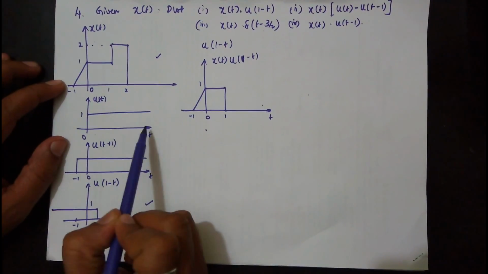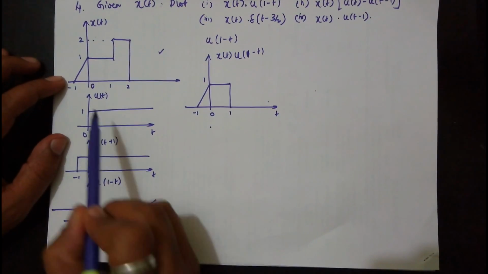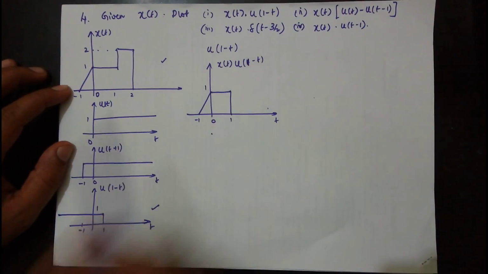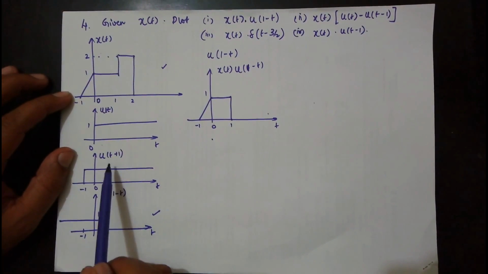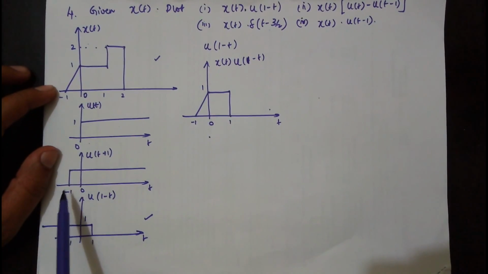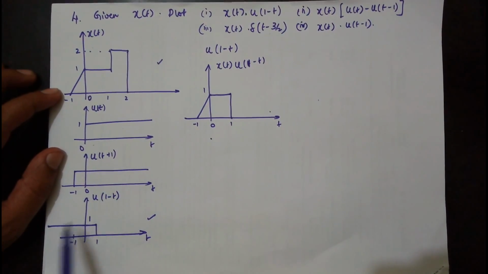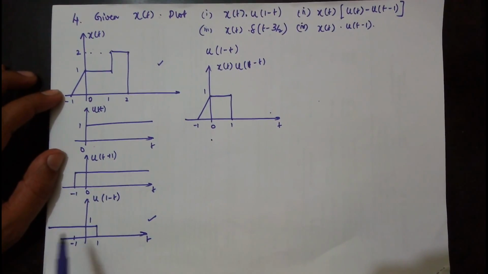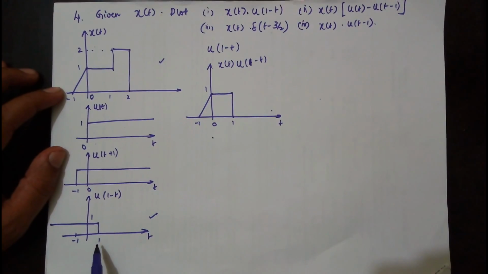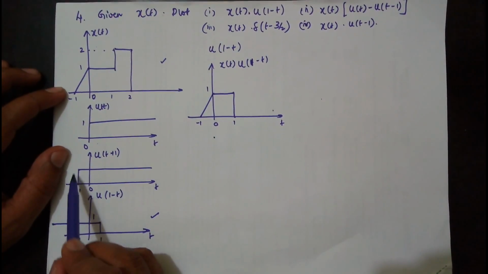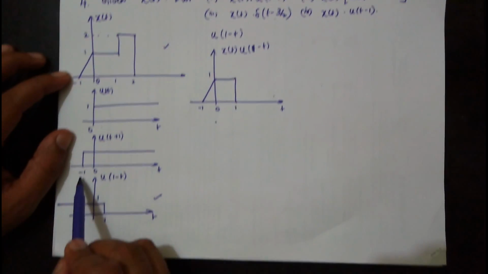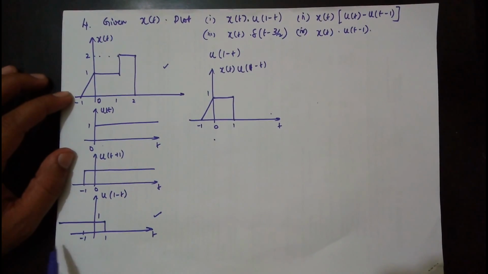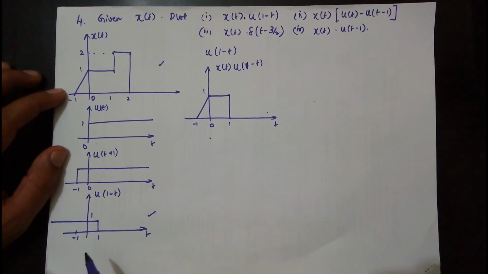I have drawn u of t, which extends from 0 to infinity with an amplitude of 1. Then I need to do u of t plus 1, then I will take the reflection. So t plus 1 means shift left by 1. Then I take the reflection and end up getting u of 1 minus t, which extends from minus infinity to plus 1. If I take the reflection of this waveform which extends from minus 1 to infinity, the reflection of it will be present from minus infinity to plus 1.